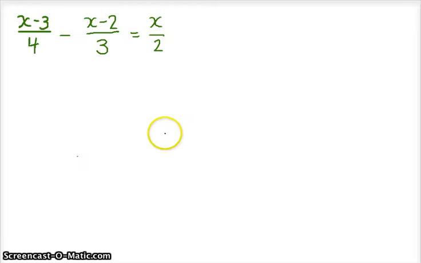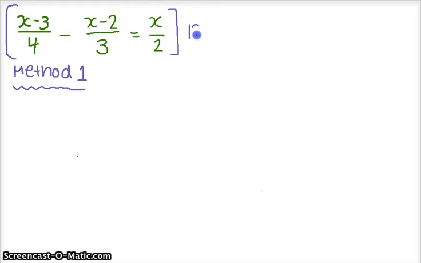So this is the first question, and I'm going to show you both methods just for this first one. So the first method, so method one, where we find a lowest common denominator. And the lowest common denominator for 3 and 2 is 12. So then I'm going to multiply the whole equation by 12.